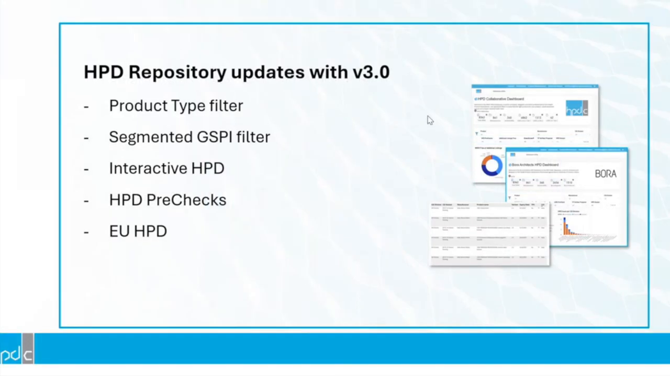So what are the changes in the repository for 3.0? We're adding 2 more filters to the HPDC dashboard. One for product type, which is an updated field in 3.0. And we have a segmented filter for GSPI 6 classes as per request from users. And the big change is we're adding an interactive version of the HPDs. And this is connected to the HPD prechecks and the EU HPD. Again, if you want to understand what is behind the EU HPD, the product type update and other updates, please refer to the previous webinars.